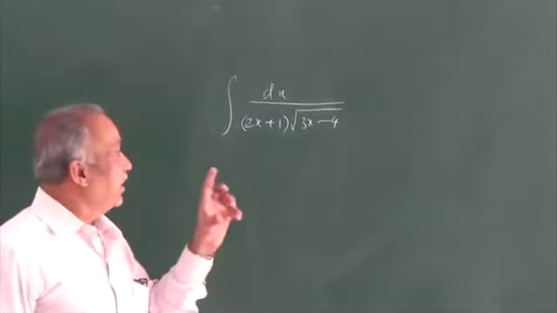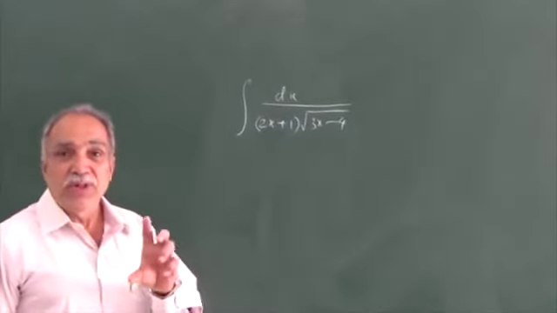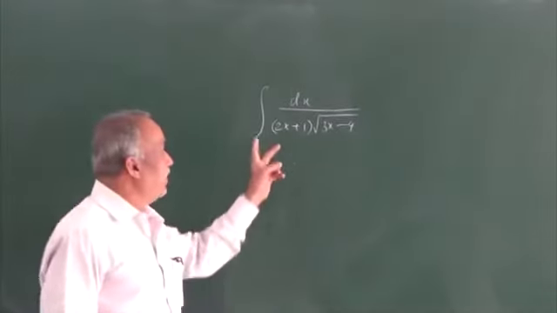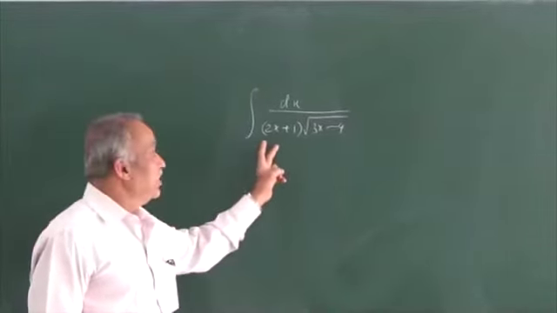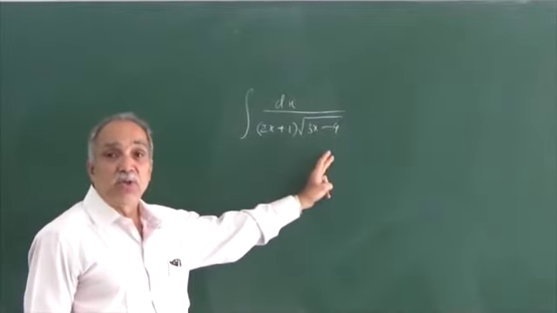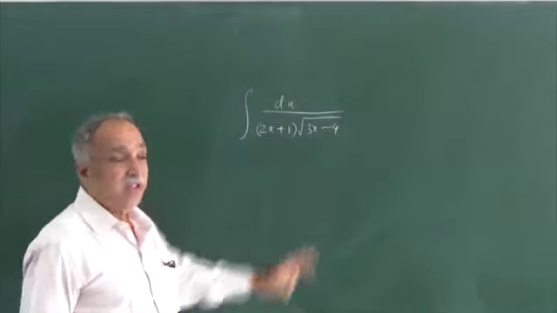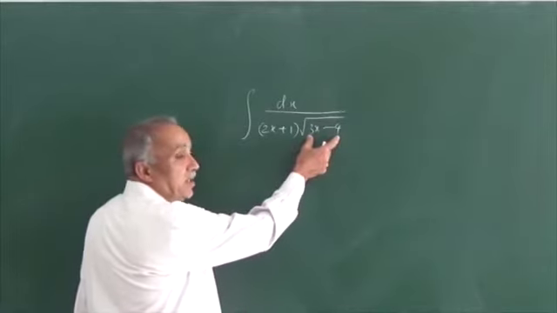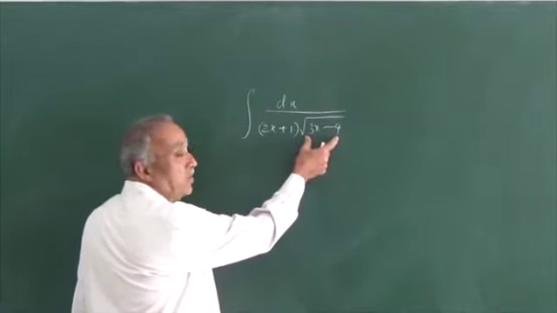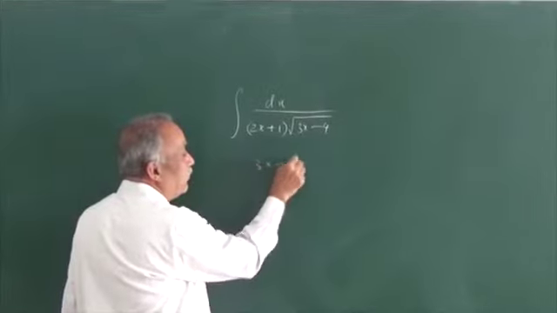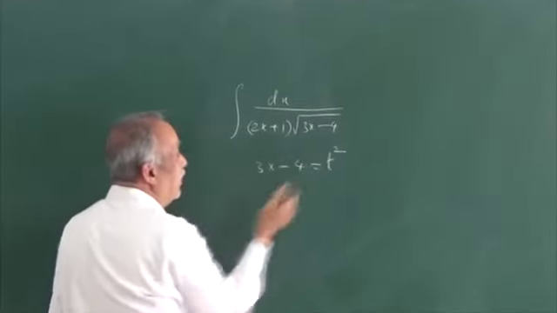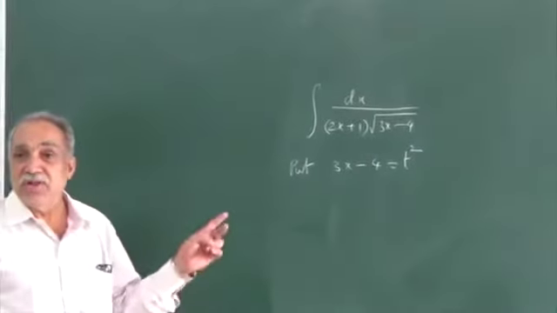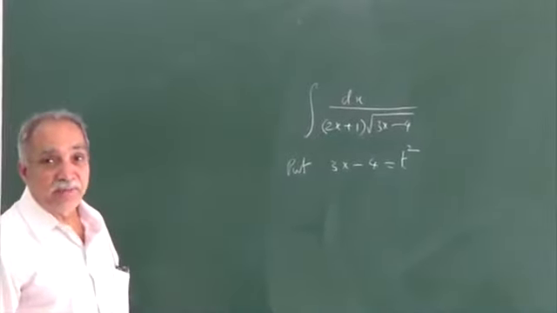Notice that the integrand is of a particular form, numerator 1 or any constant, in denominator you have a product, one is a linear expression, another is root of a linear expression. My method will be a substitution which helps me in the rationalization of this factor. Let us put 3x minus 4 equal to t square.